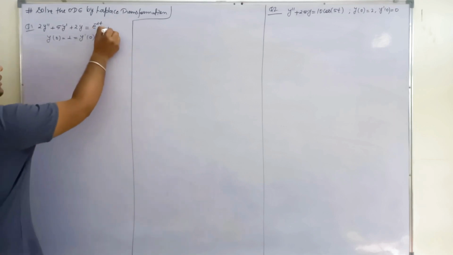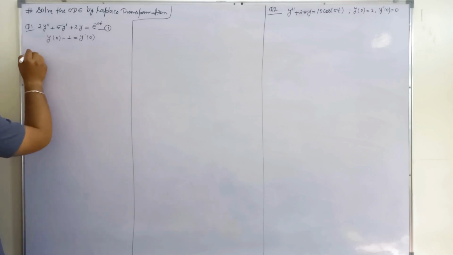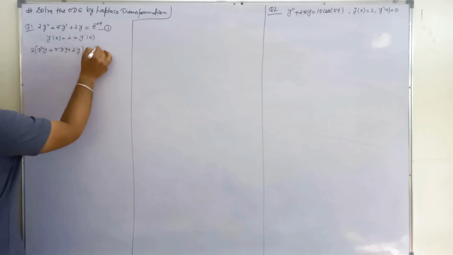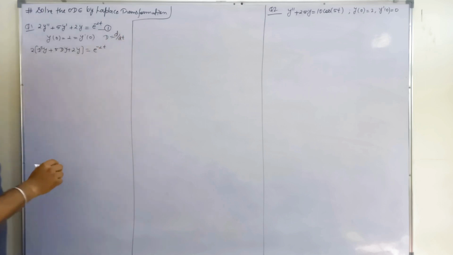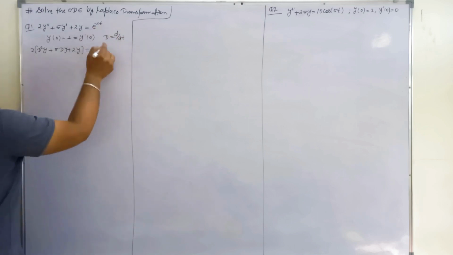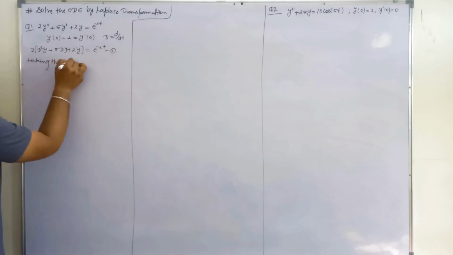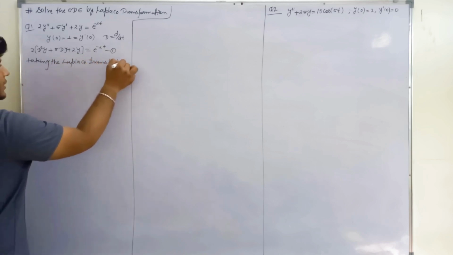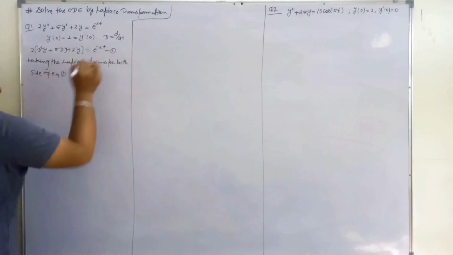Let this be equation number 1. I can write this equation as 2D²y + 5Dy + 2y = e^(-t), where D is d/dt, the derivative with respect to t. Now taking the Laplace transform on both sides of equation number 1.